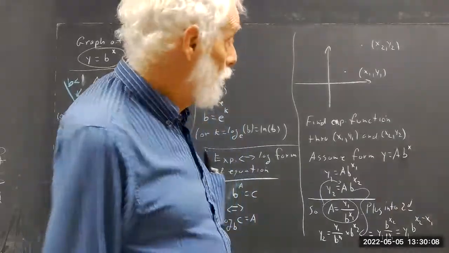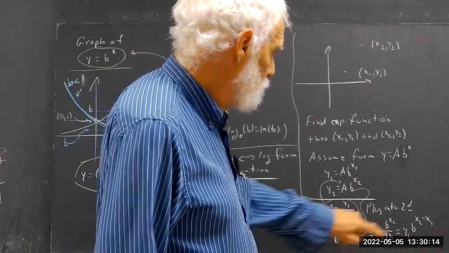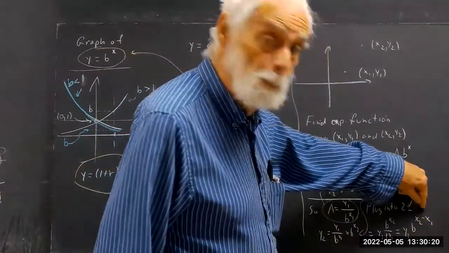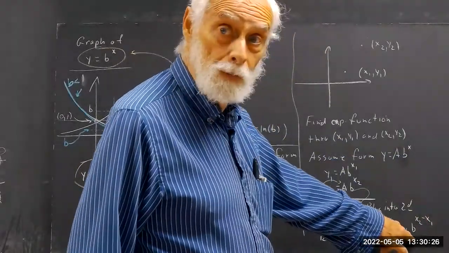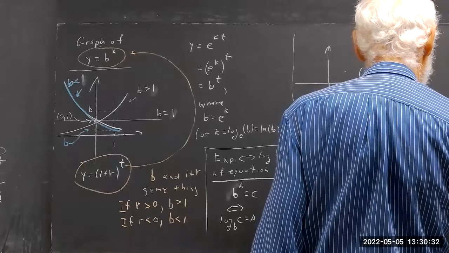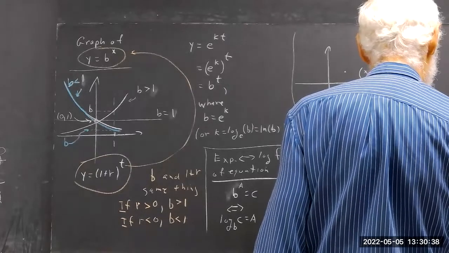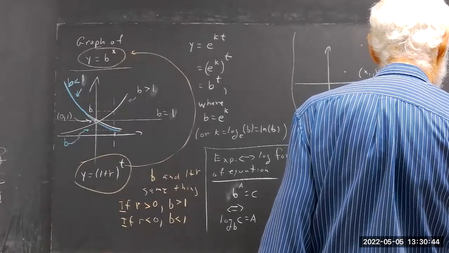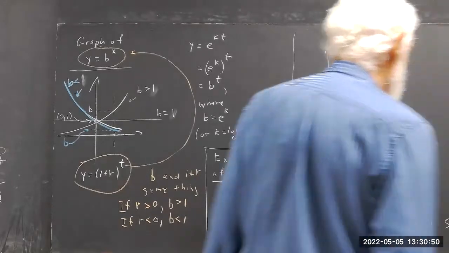Now we know x1, y1, x2, and y2. So we know that y2 equals y1 b to the x2 minus x1. We know x2 and x1, so we know the power of b. We know y1 and y2, so we can solve this for b. That's the scheme.